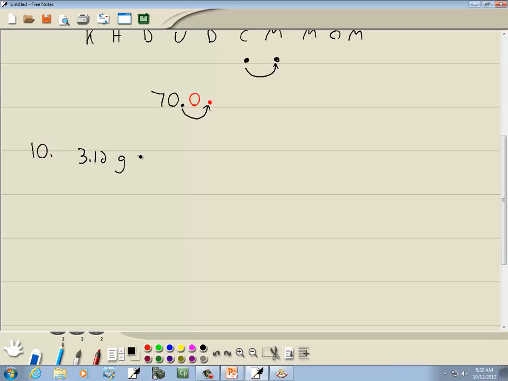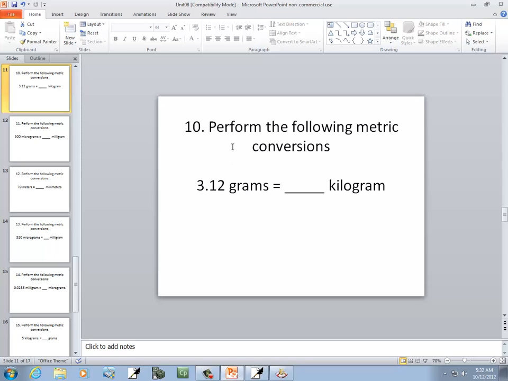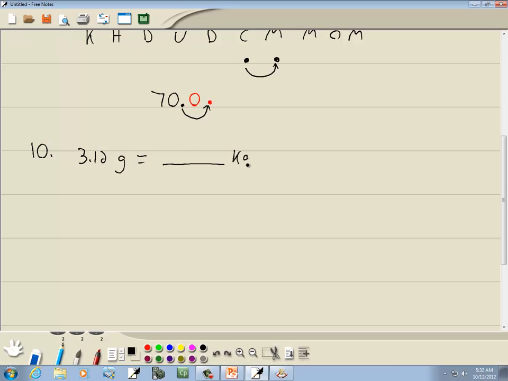3.12 grams to kilogram. King Henry doesn't usually drink chocolate milk, Mom. Grams would be right here. I'm going to go to kilograms. That'd be right here. So we got 1, 2, 3 places to the left.